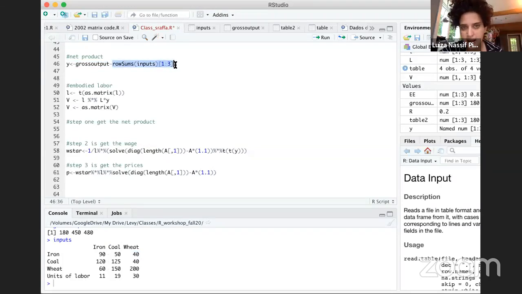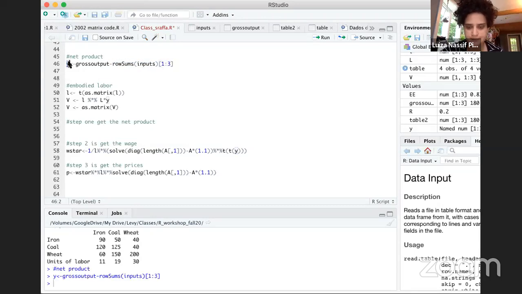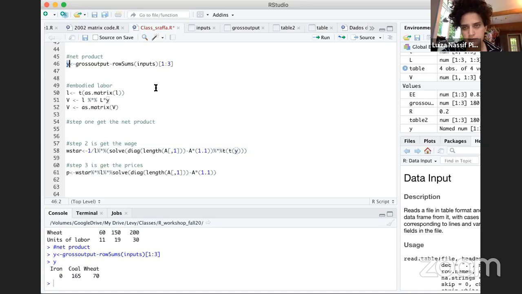So I first sum the rows of my inputs, all of these rows except the units of labor, right? So 90 plus 50 plus 40, and then I'm going to do gross output minus that. That's going to give me y. So that's the net product of this economy. And actually, iron is all used up in your production.